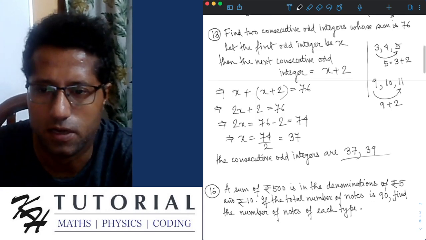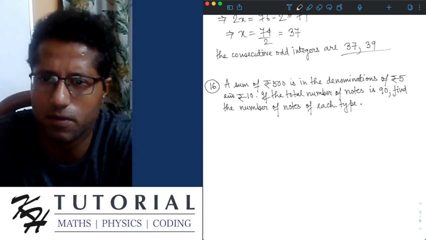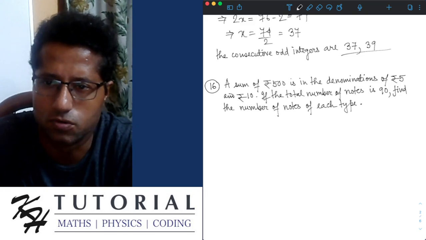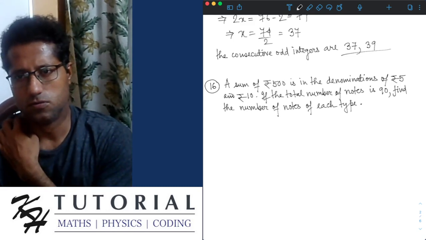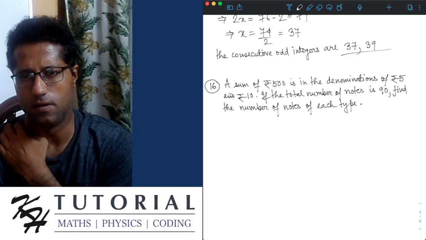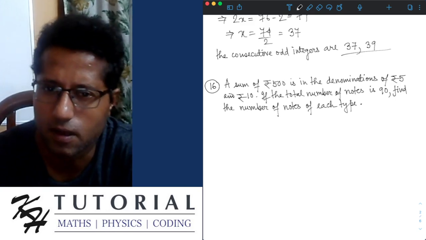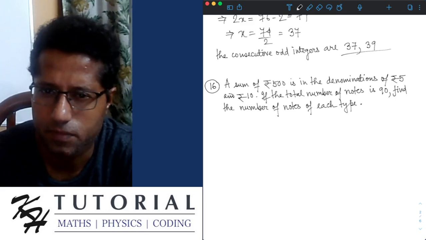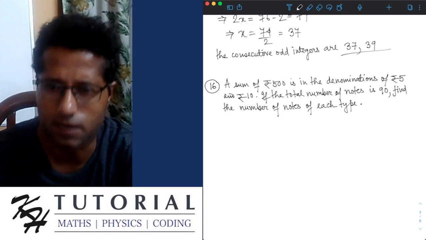Okay, let's do question number 16. It says a sum of rupees 500 is in the denominations of rupees 5 and rupees 10. If the total number of notes is 90, find the number of notes of each type. So it is saying that we have a sum of rupees 500 which is in the form of some notes of rupees 5 and some notes of rupees 10, and the number of notes is 90. We have to find the number of notes of each type.